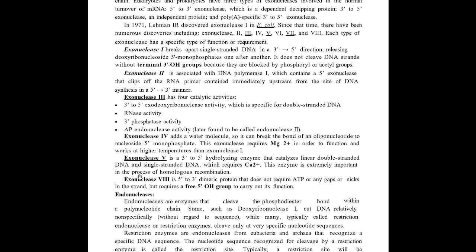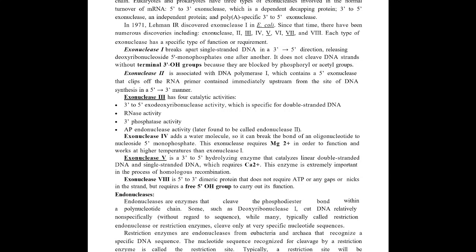Now, exonuclease 3 has 4 catalytic activities. It has RNase activity, exodeoxyribonuclease activity, 3' phosphatase activity, and the endonuclease activity, which is also found in endonuclease 2. There are other types as well. Some of them require Mg2+, some require Ca2+ for the activity. More or less, they have similar kinds of activities, they just need different kinds of molecules for triggering them, or have some special activities, like the RNase activity and things like that.